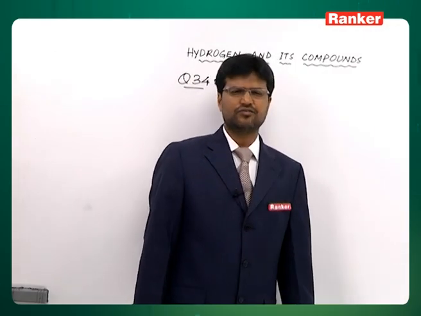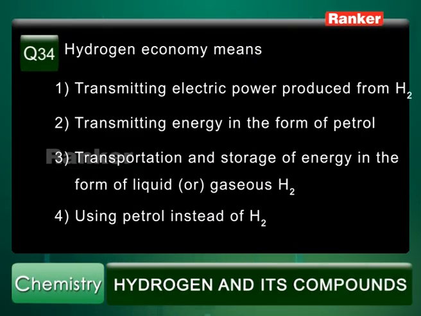Question number 34. Hydrogen economy means, first option, transmitting electric power produced from hydrogen. Second option, transmitting energy in the form of petrol. Third option, transportation and storage of energy in the form of liquid or gaseous hydrogen. Fourth option, using petrol instead of hydrogen.